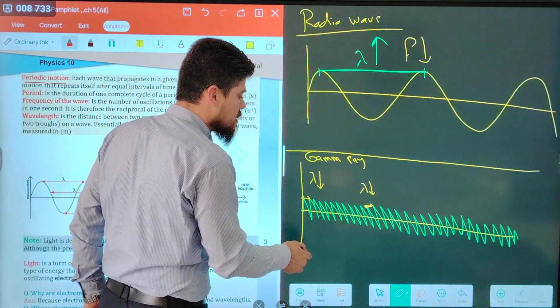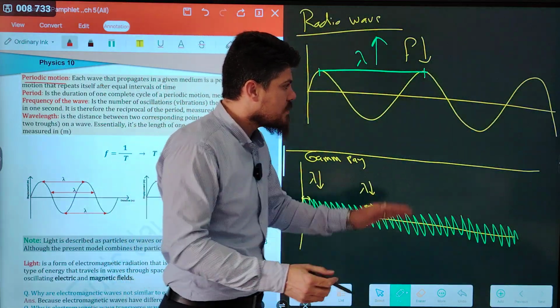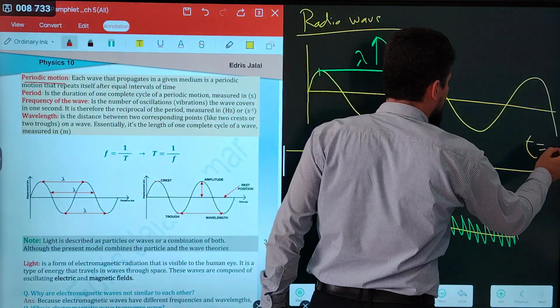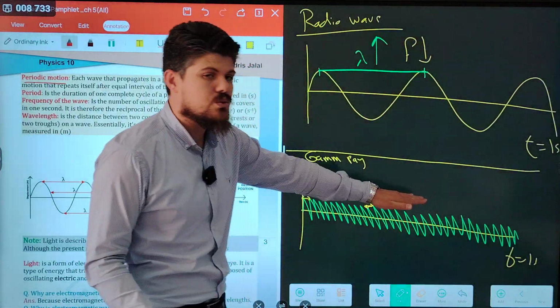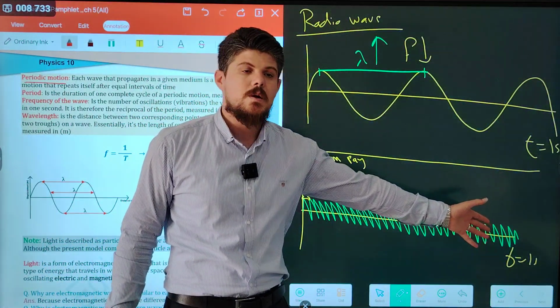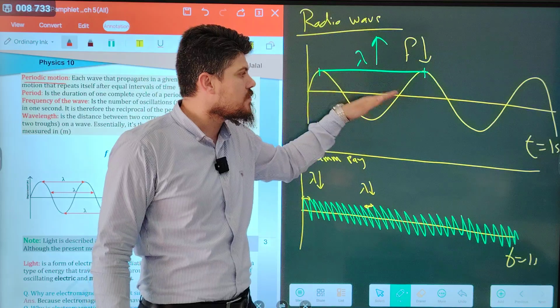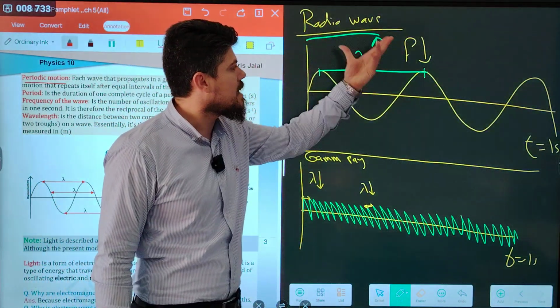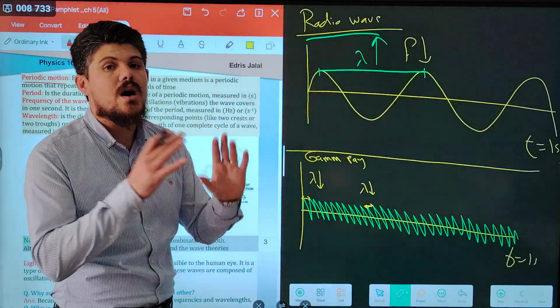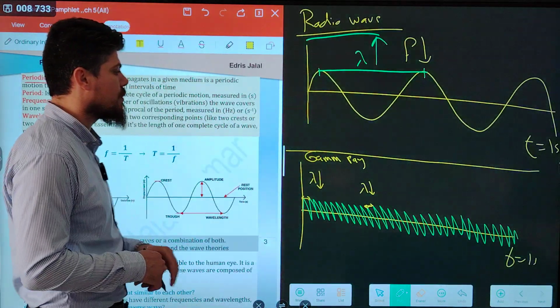Why does it have the highest frequency? Because it has more vibrations in a period of time. For example, in 1 second, how many ups and downs do we have? We have many ups and downs. But here in 1 second, we have only 3 or 2 ups and downs. So that is why radio wave has the lowest frequency and gamma ray has the highest frequency, the highest number of vibrations.